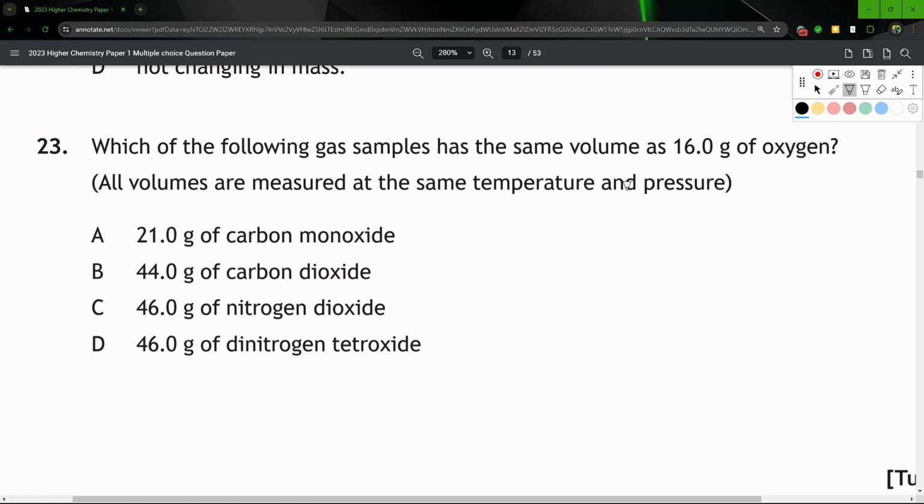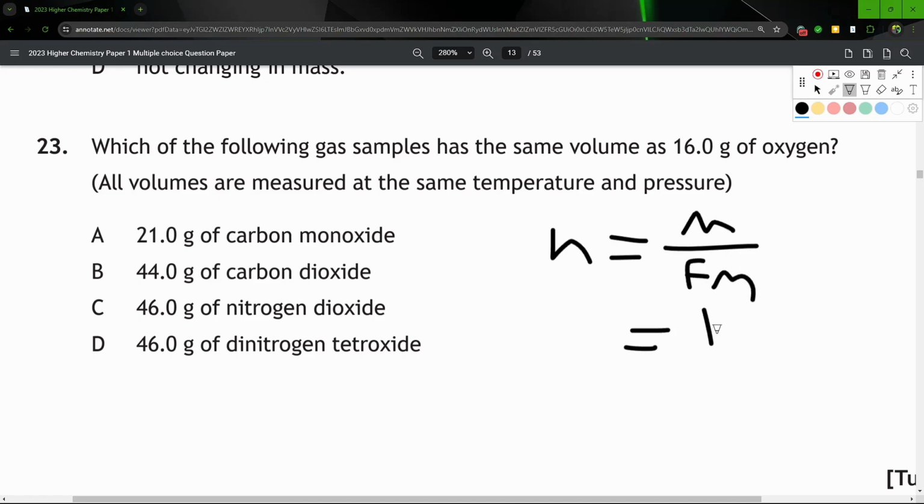For 23, which of the following gas samples has the same volume as 16 grams of oxygen? All volumes are measured at the same temperature and pressure, which means if I have 1 mole of carbon dioxide and 1 mole of chlorine gas, even though they've got different masses, they all take up the same volume because it's measured at the same temperature and pressure. So what we're going to do here is calculate the number of moles in 16 grams of oxygen.